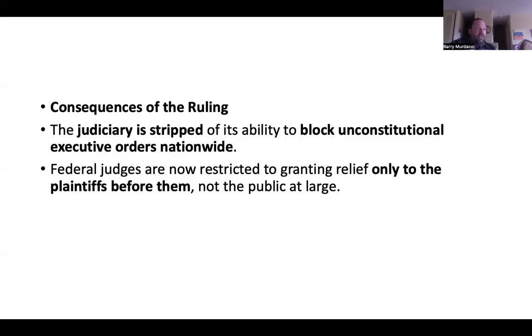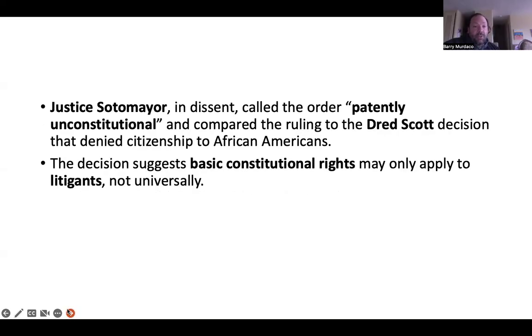So what the Trump administration seems to be gambling on is that many people, even if the administration is doing something blatantly unconstitutional, will not have the resources to defend themselves and will thus have to submit to the administration's directives. Justice Sotomayor, in her dissenting opinion, called the order patently unconstitutional and compared the ruling to the Dred Scott decision that denied citizenship to African Americans. Again, this is probably one of the most significant attempts to revoke or take away citizenship rights from people who legitimately deserve to be called citizens of the United States.